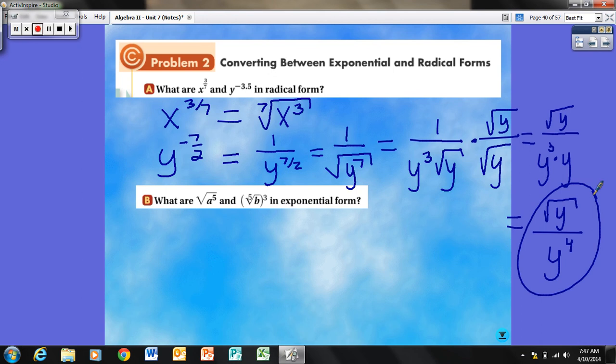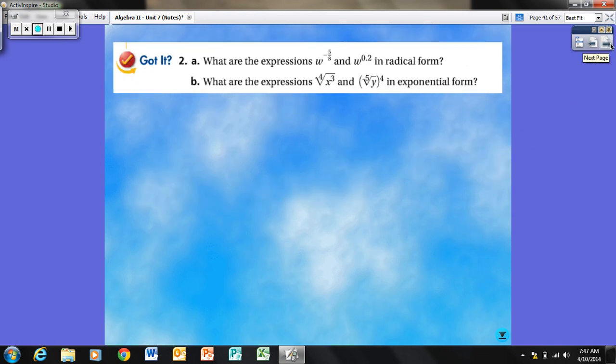So in B, we're going to go backwards. So they gave you radical form, now they want you to write it in exponential form. So we know that when the index isn't written, it's really a 2. So this is going to become a to the 5 divided by 2, a to the 5/2. And then this one, our index is 5 this time, so we know it's going to be b to something over 5. The index is 5, and it's raised to the 3rd power, so 3/5. Pause the video and try these.